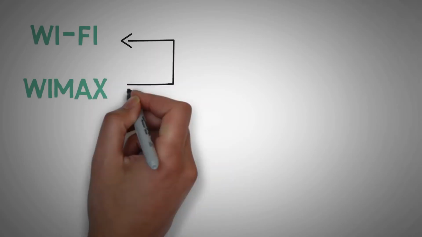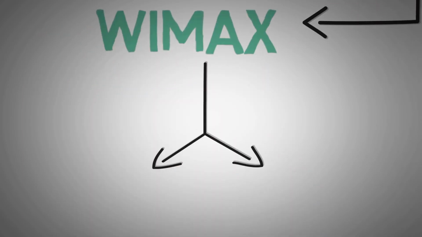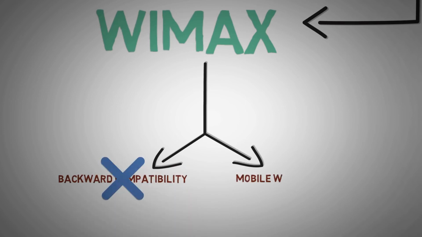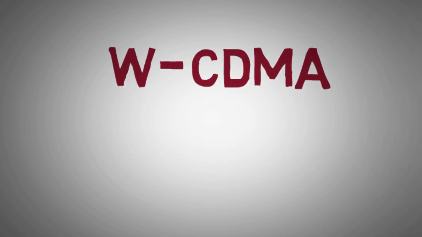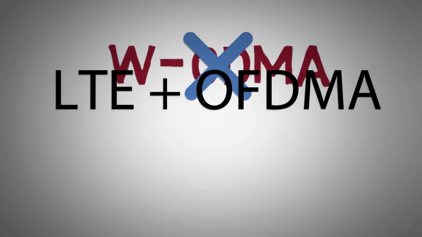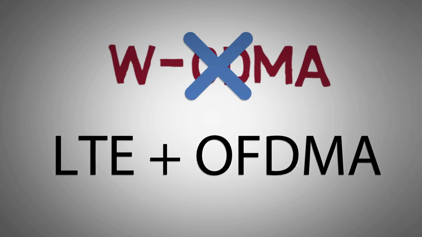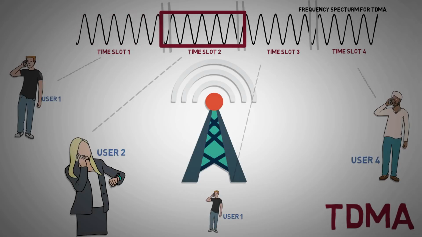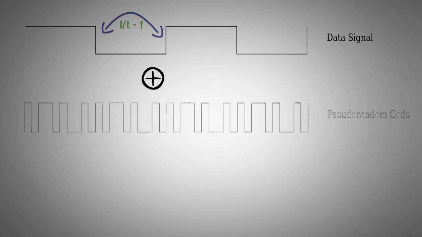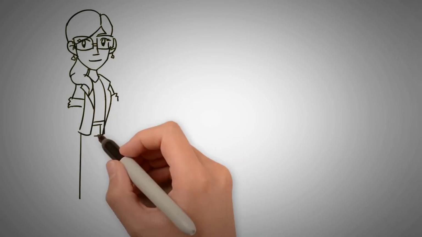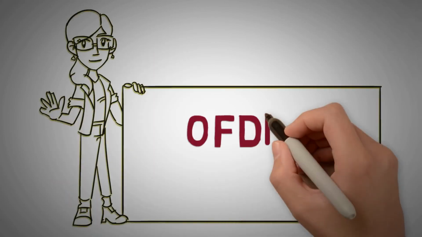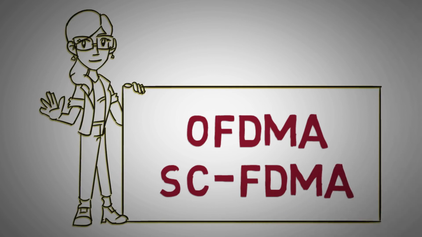It was first introduced in Wi-Fi, and subsequently in WiMAX, by IEEE, but as WiMAX lacked backward compatibility and support for mobile wireless at its inception, operators remained stuck with WCDMA. This changed with the introduction of LTE, which brought OFDMA to the forefront of today's mobile networks. So, today we showed what were the different multiple access techniques that were used in various generations of wireless communication. In our next video, we will dive deep into OFDMA and SC-FDMA, the two pillars of 4G.